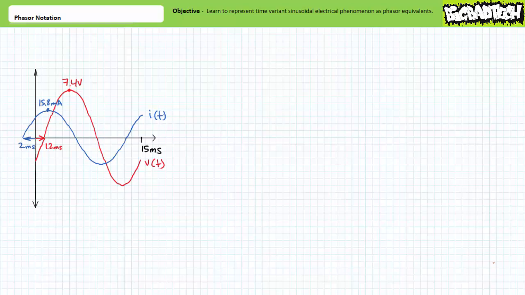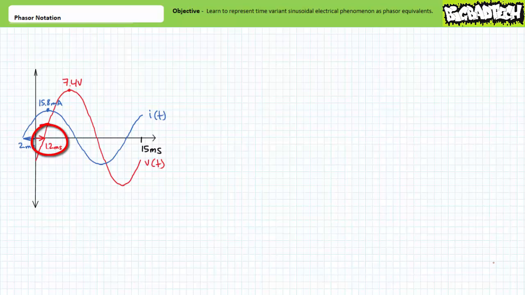A plot of voltage and current as a function of time appears on the same graph. Let's say we're being asked to express voltage and current as phasor equivalents. It looks like voltage has a peak value of 7.4 volts, and current has a peak value of 15.8 milliamperes. Both voltage and current appear to have a period of 15 milliseconds.